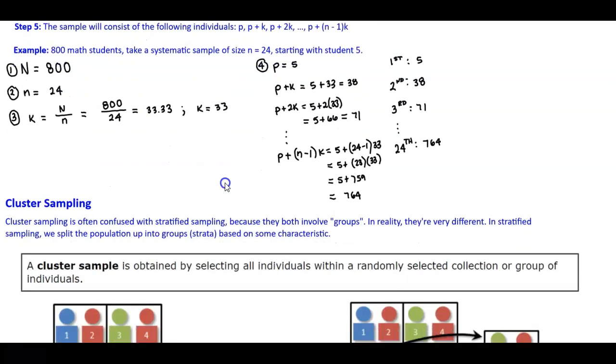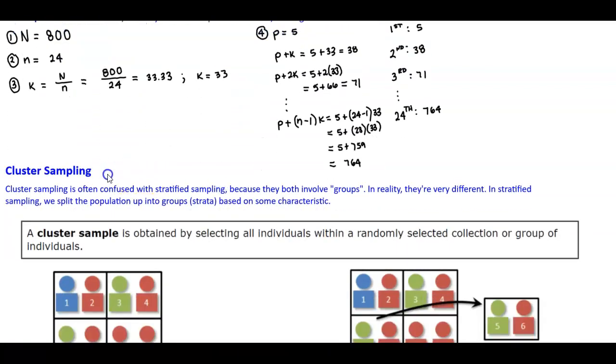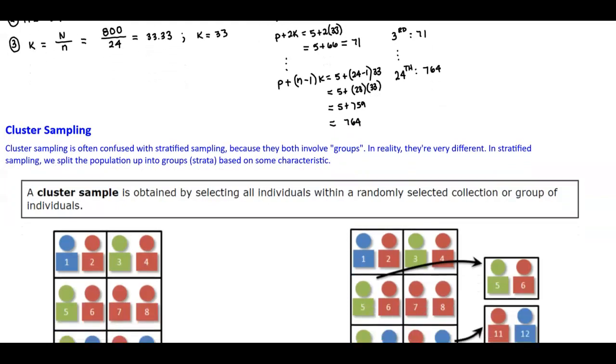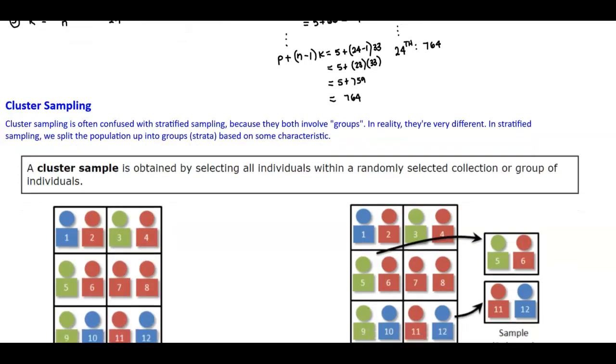Okay, next, we want to find cluster sampling. Cluster sampling is often confused with stratified sampling because they both involve groups. In reality, they're very different. In stratified sampling, we split the population up into groups, strata, based on some characteristic. Now, a cluster sample is obtained by selecting all individuals within a randomly selected collection or group of individuals.